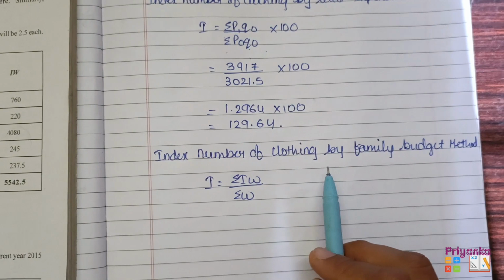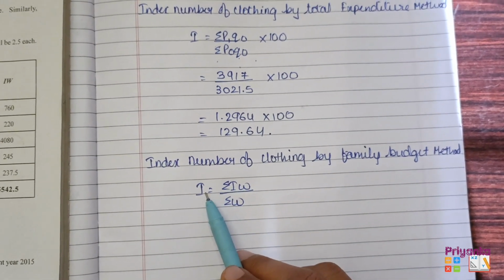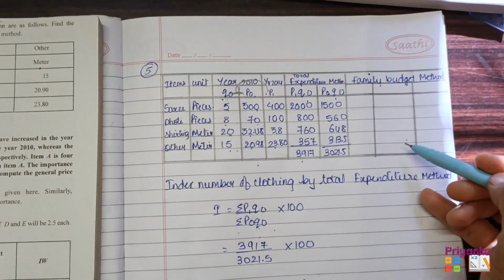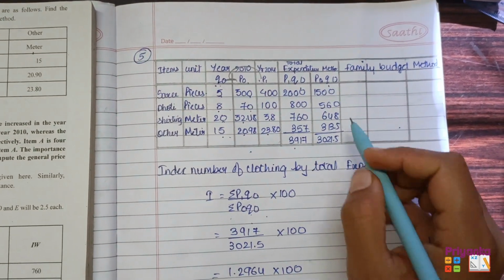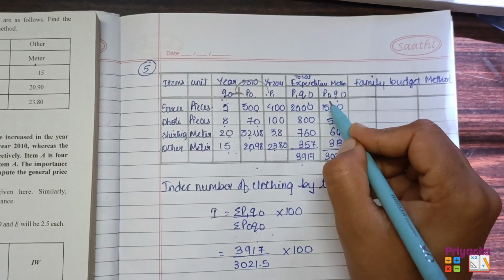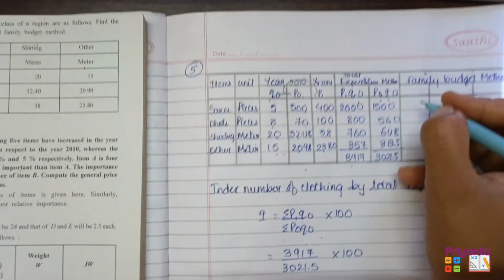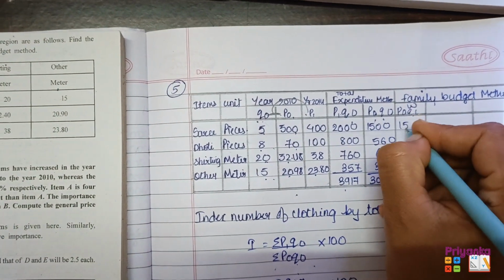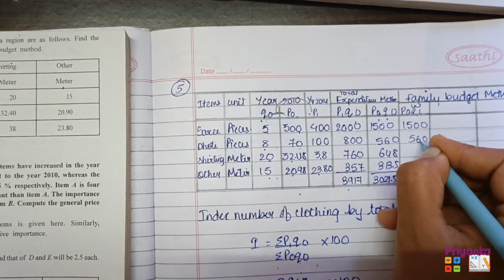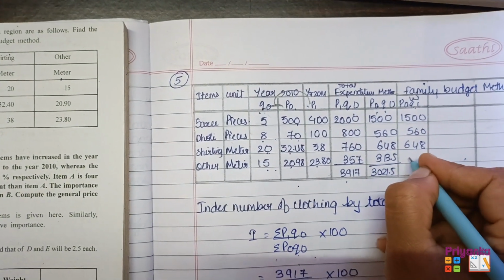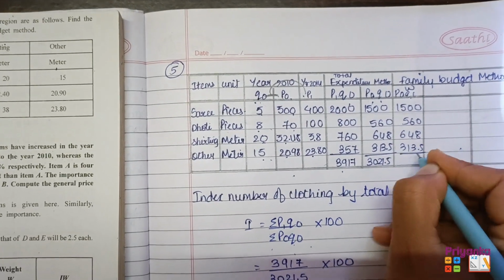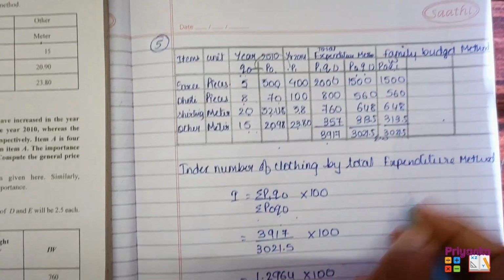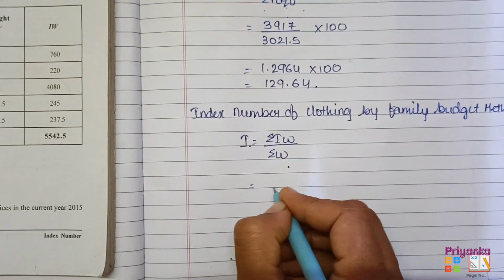Now here, index number of clothing by family budget method, the formula is I is equal to sigma IW divided by sigma W. Now you can check in the table, we don't have the ready I or ready W, but we have P0 Q0 which we can denote as W. So the same column I am going to write down here by denoting it weight, that is 1500, 560, 648, 313.5. My total is 3021.5.